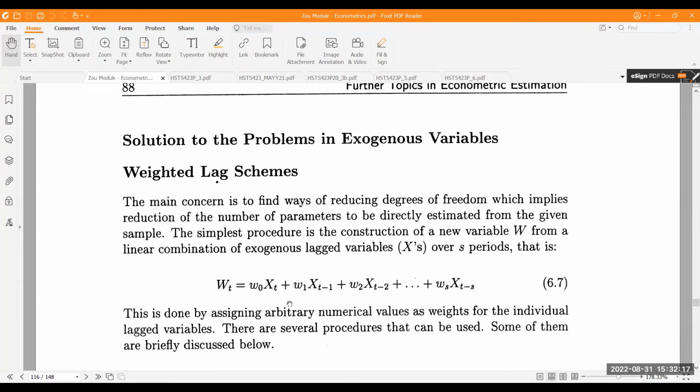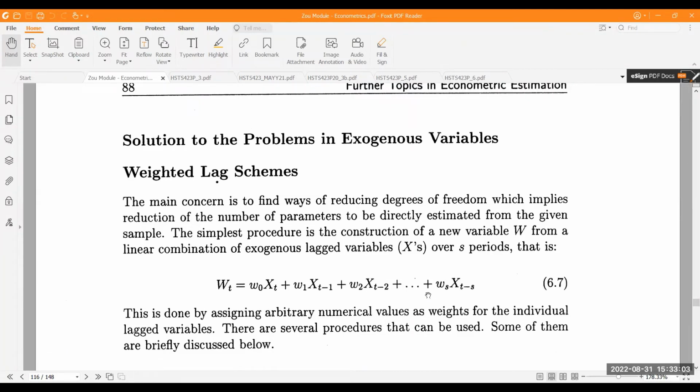Okay. So the formula for the weighted lag scheme is given by Wt is equal to W naught Xt plus W1 Xt minus 1 plus W2 Xt minus 2 up to plus Ws Xt minus s. Are we together? Where W naught, W1 are the weights that we are concerned with. Once we have this, we end up with a variable called Wt. Is it clear? So our concern now is how do we put the weights under W naught, W1, W2, up to Ws? How do we incorporate those weights?